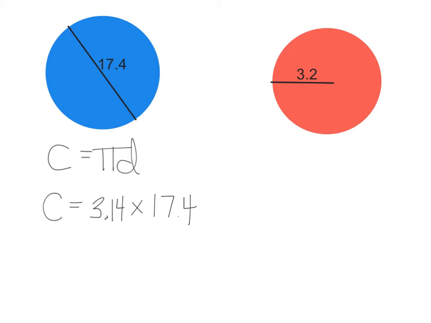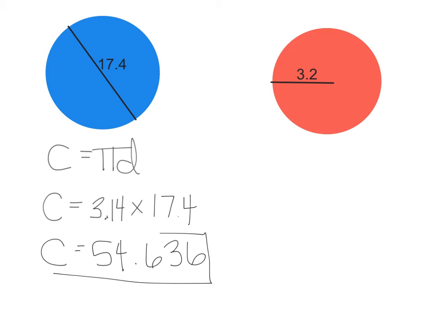Thankfully, you will be able to use a calculator for this unit. So I'm going to grab my calculator, and I'm going to multiply 3.14, or 3 and 14 hundredths, times 17 4/10. And my circumference equals 54 and 636 thousandths. So that would be my circumference if you're given the diameter.